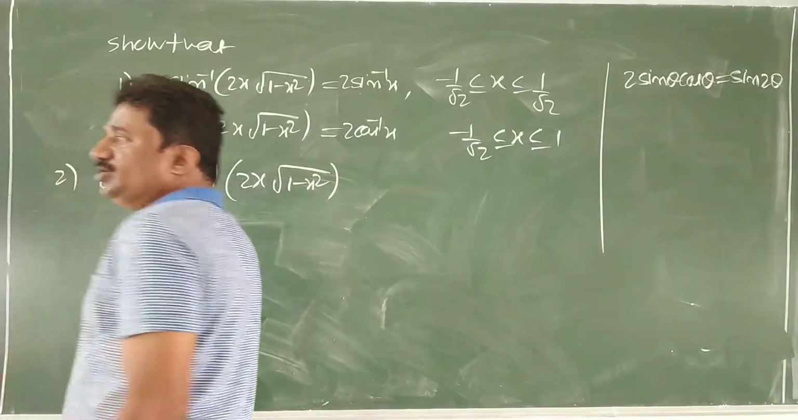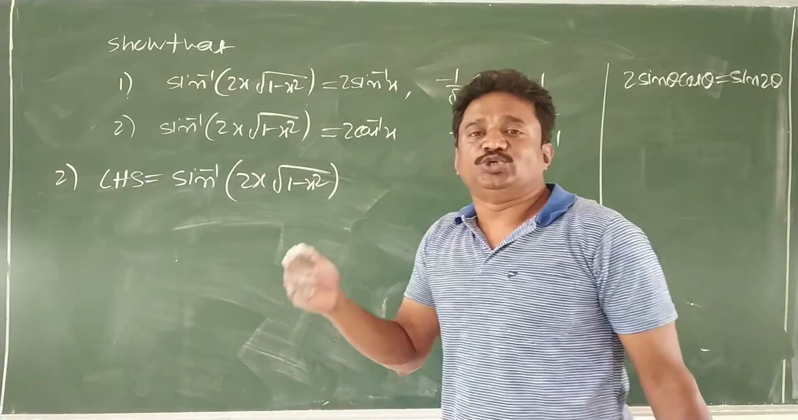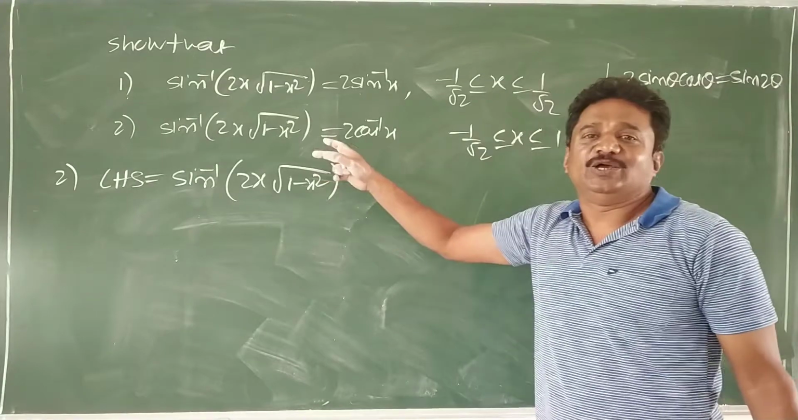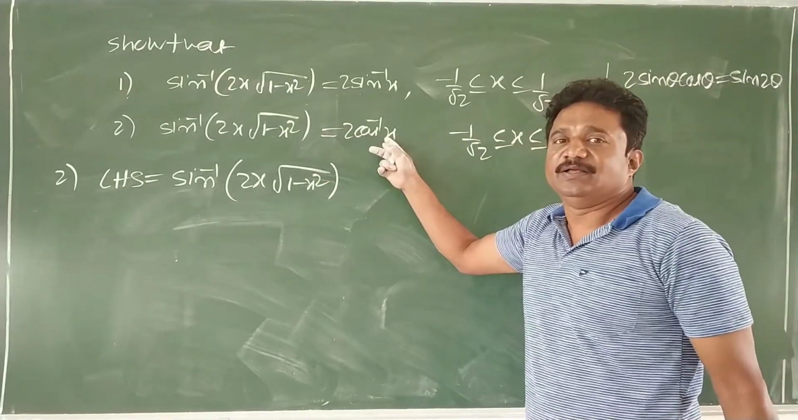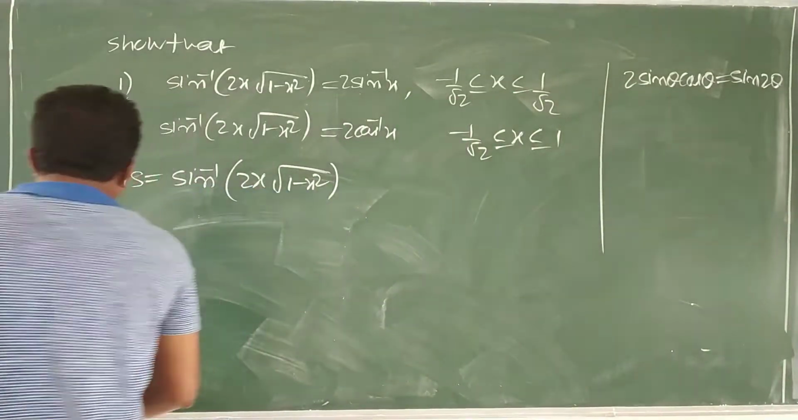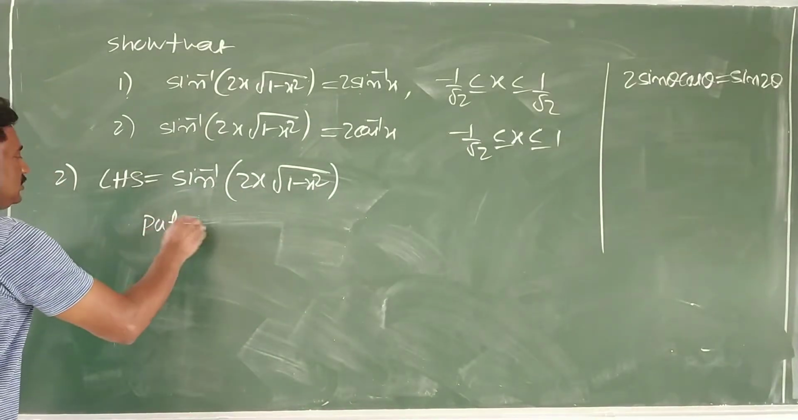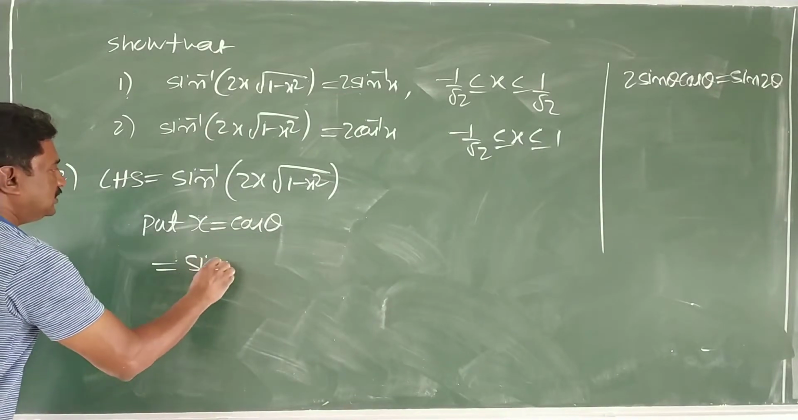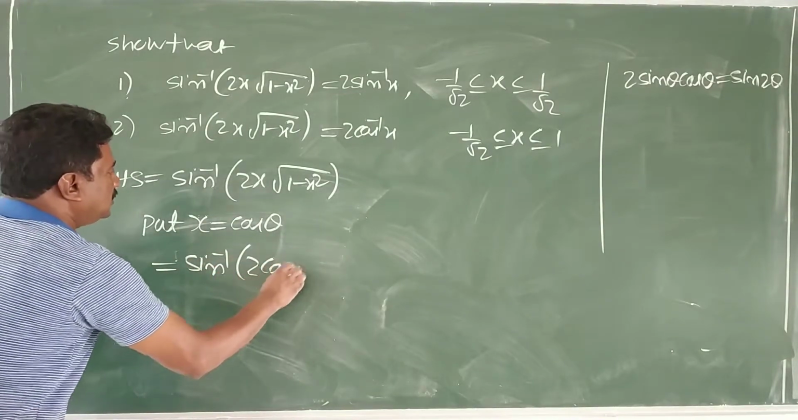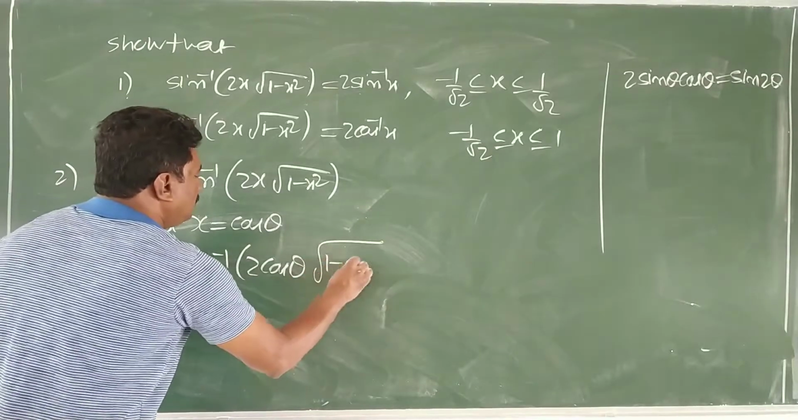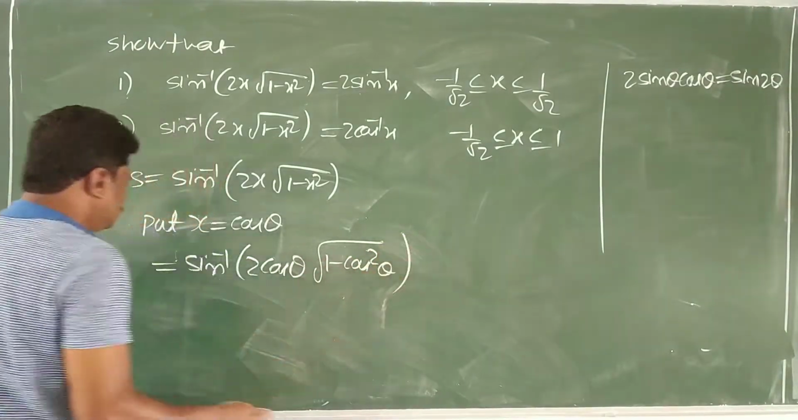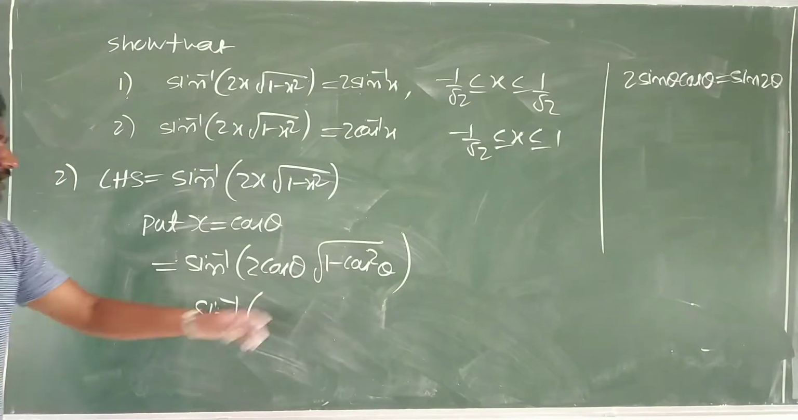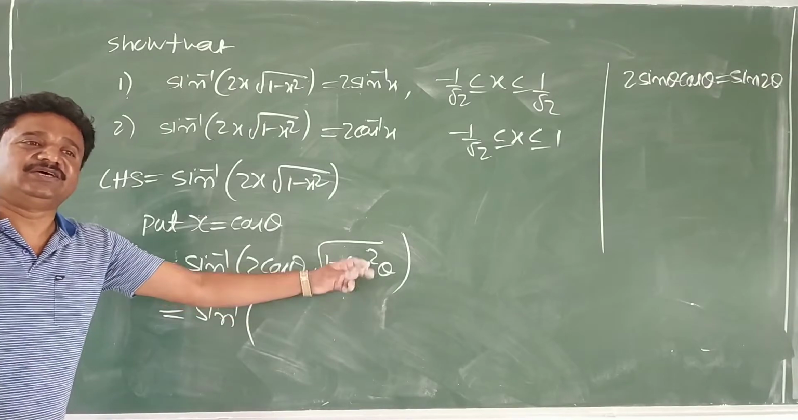Here you should put x is equal to cos theta because I need cos inverse x for my answer. Put x equals cos theta. So that is sin inverse 2 cos theta into root of 1 minus cos square theta. So sin inverse, what is 1 minus cos square theta? Sin square theta. Square root gets cancelled.